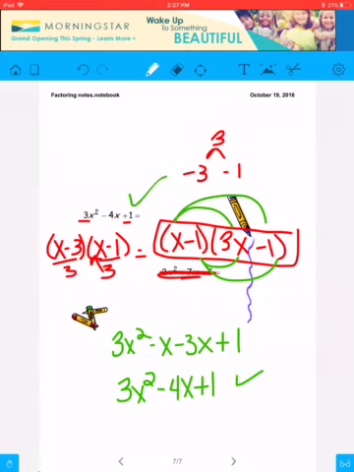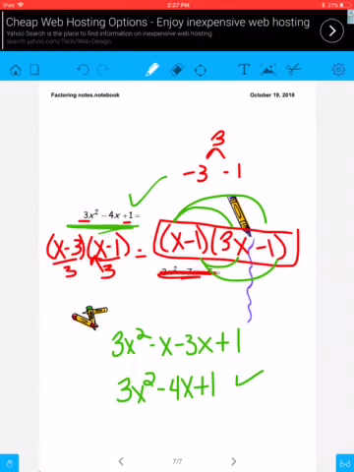So you can always multiply your factors back together, and you should end up with your original equation. And that is it for factoring quadratics.